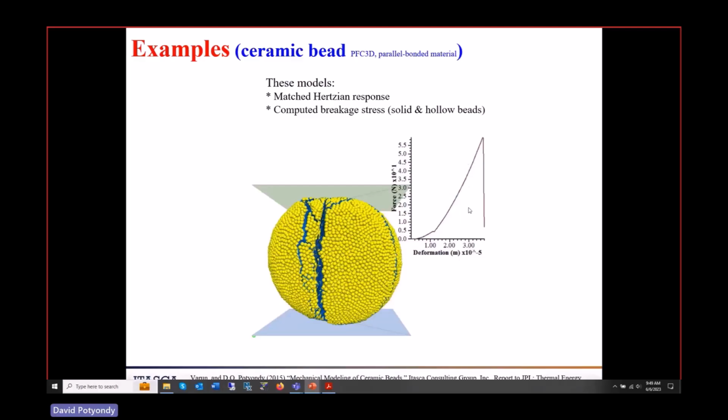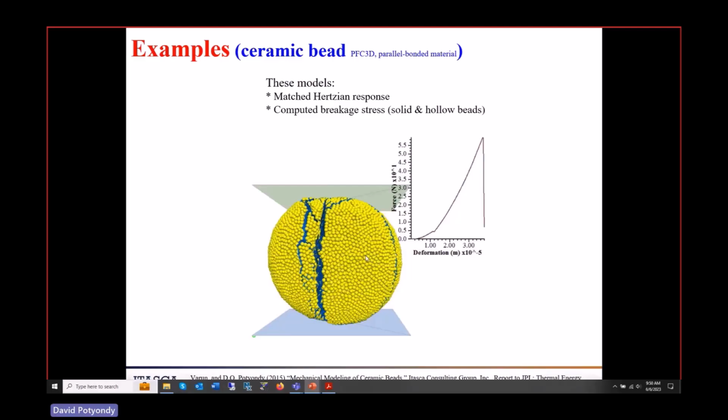And then it breaks. And here's how it's breaking. It forms these failure planes. If you look down on it, they look like they go across and then they go across each other. And again, this is very much like what we see when we really break solid beads.